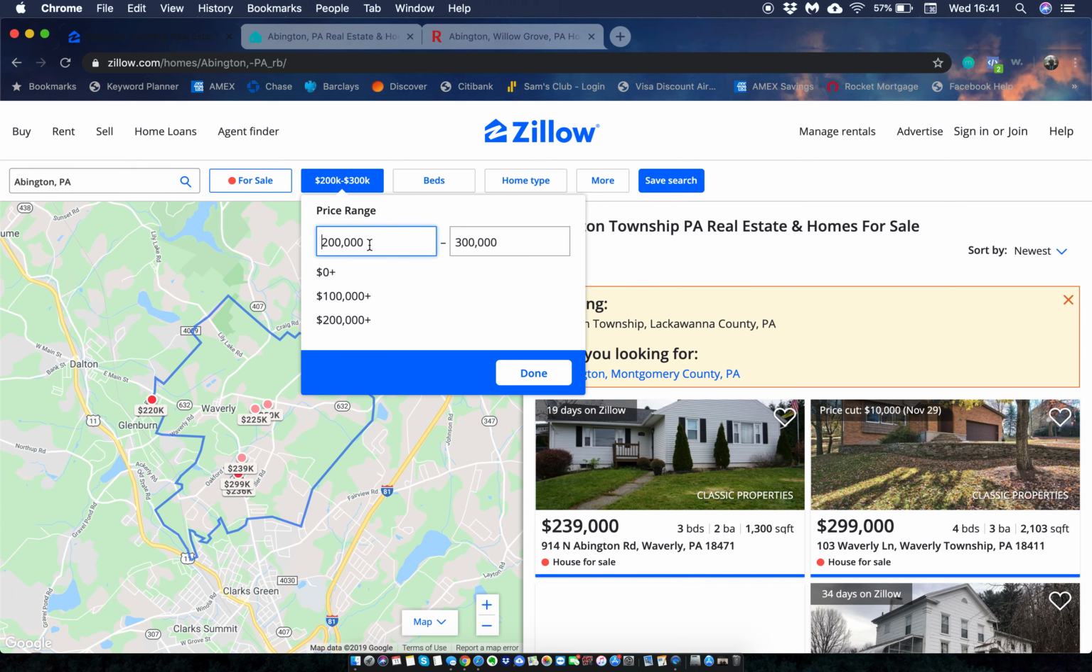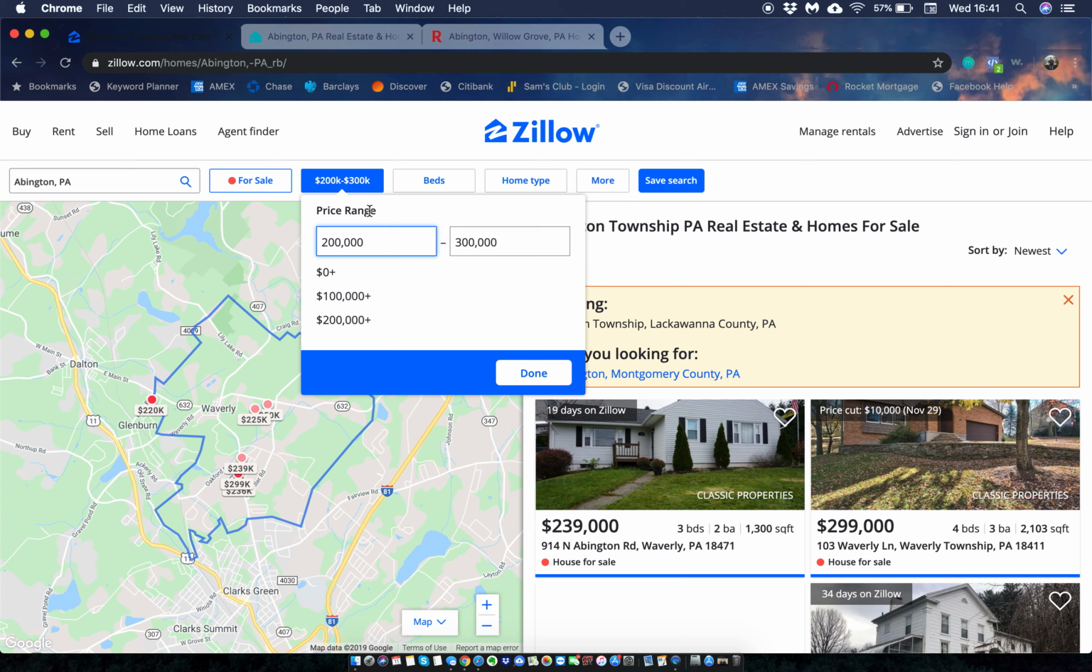The next thing you want to look at is your price range. You may have a price range that's between 100 and 300,000. You may have a price range between 200 and 300. Whatever your price range is, typically you'll have already spoken to us. You'll have a pre-approval. That way you know exactly what price range to look at based on where you're looking. Each county may have different taxes. In the city of Philadelphia, the taxes are very low. If you're in the suburbs, the taxes could be a lot higher. So that way you want to know what your price range is.